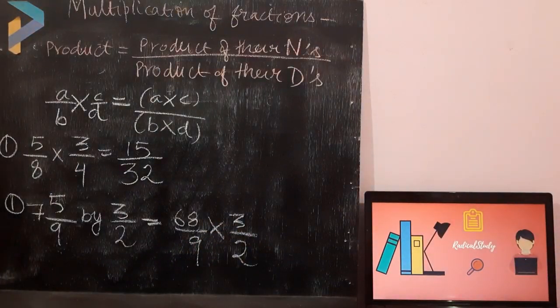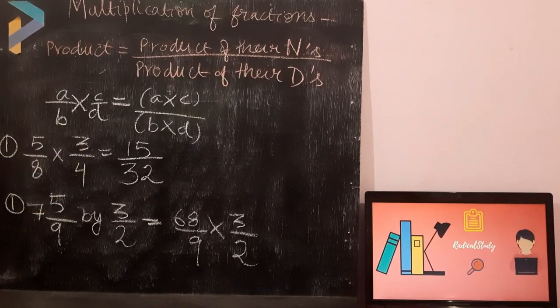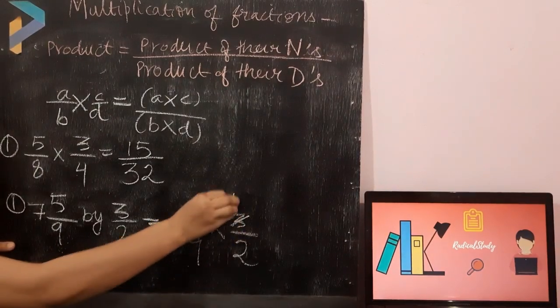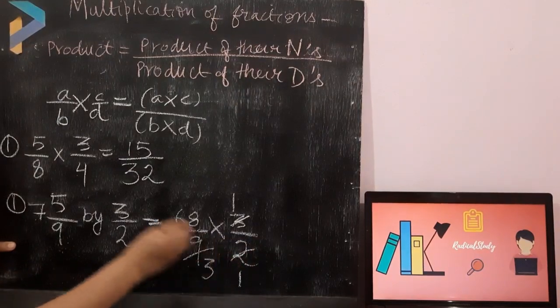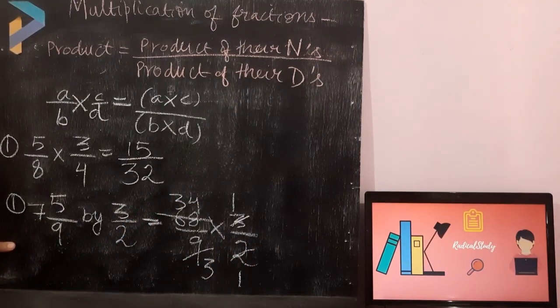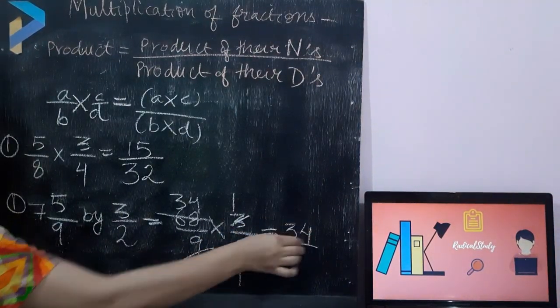Now one thing you have to note here, it was not possible to simplify. Whenever you simplify, one numerator and one denominator, you simplify like this. 3 1s are 3, 3s are... Now 2 1s are 2, 3s are 6, 2 4s are 8. So the answer will be 34 upon 3.